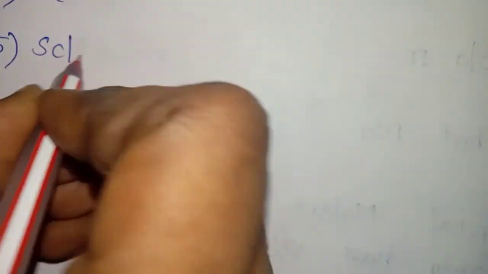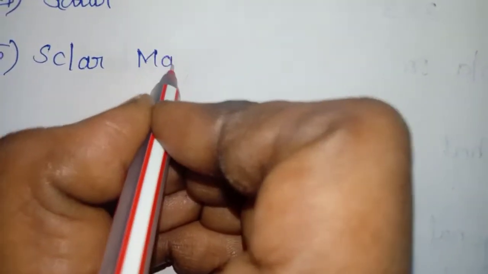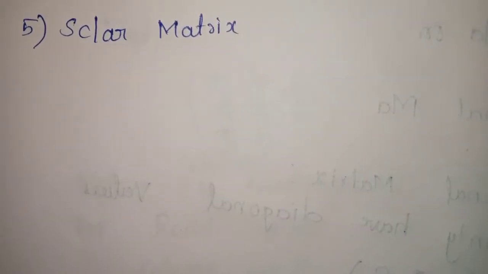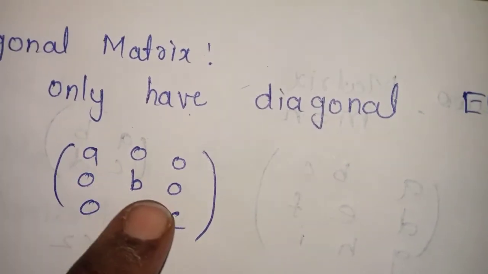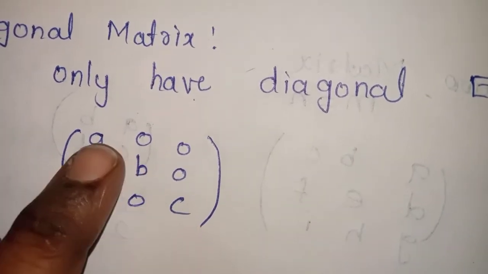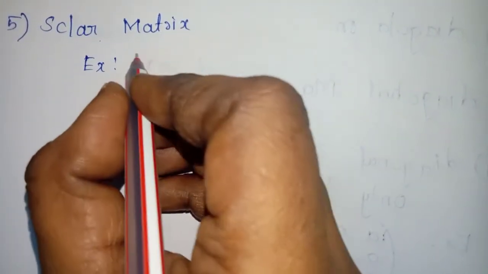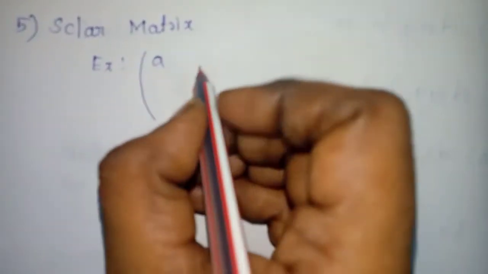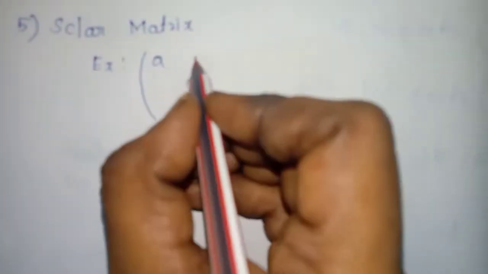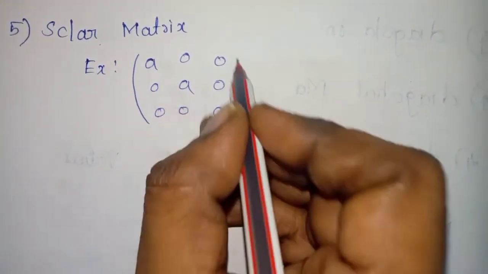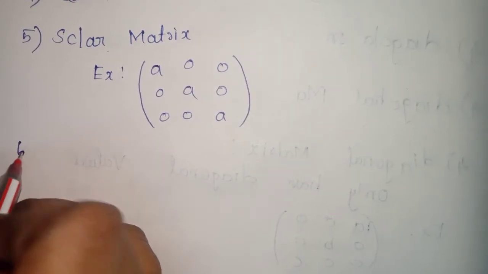Next, we are going to see the scalar matrix. This matrix is also a diagonal matrix. If all the values on the diagonal of a diagonal matrix are equal, then it is called a scalar matrix. For example, the diagonal values are equal and the remaining values are 0, so it is a diagonal matrix as well as a scalar matrix.